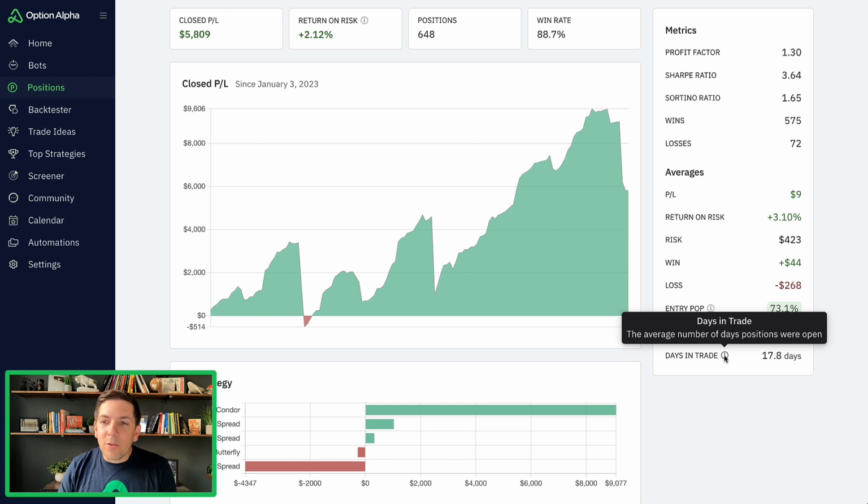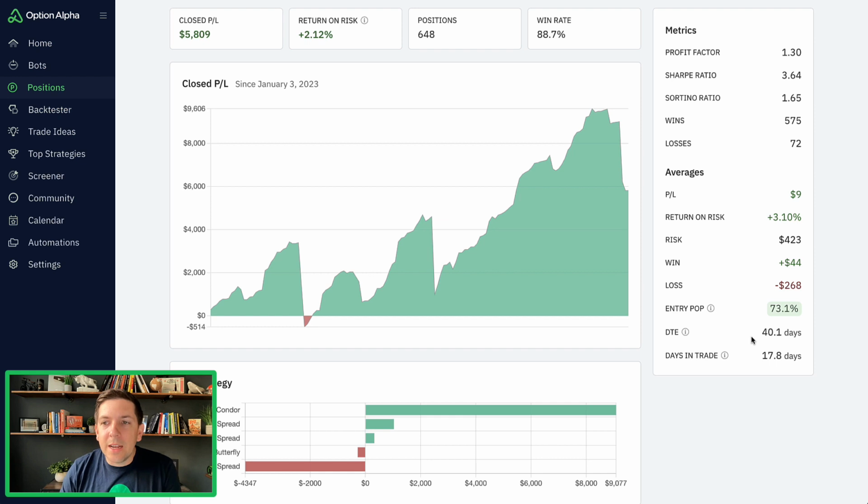So this is really critical and super cool to watch these numbers here change as you start to analyze your own data and see what works. Are you entering trades and then holding them the whole time? Are you entering trades far out and holding them half the time or just a week?